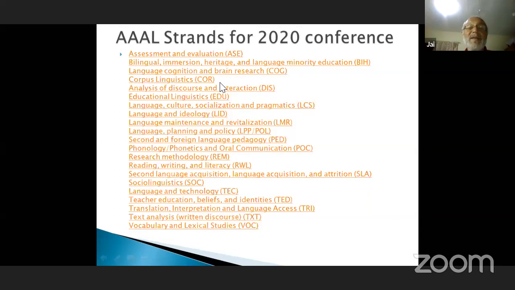Now look at the five broad areas of applied linguistics that I just told you. And then look at these strands, micro level topics, that AAAL went a little bit further with in 2011. This is the American Association of Applied Linguistics, which gave priority to these areas for the presentation.